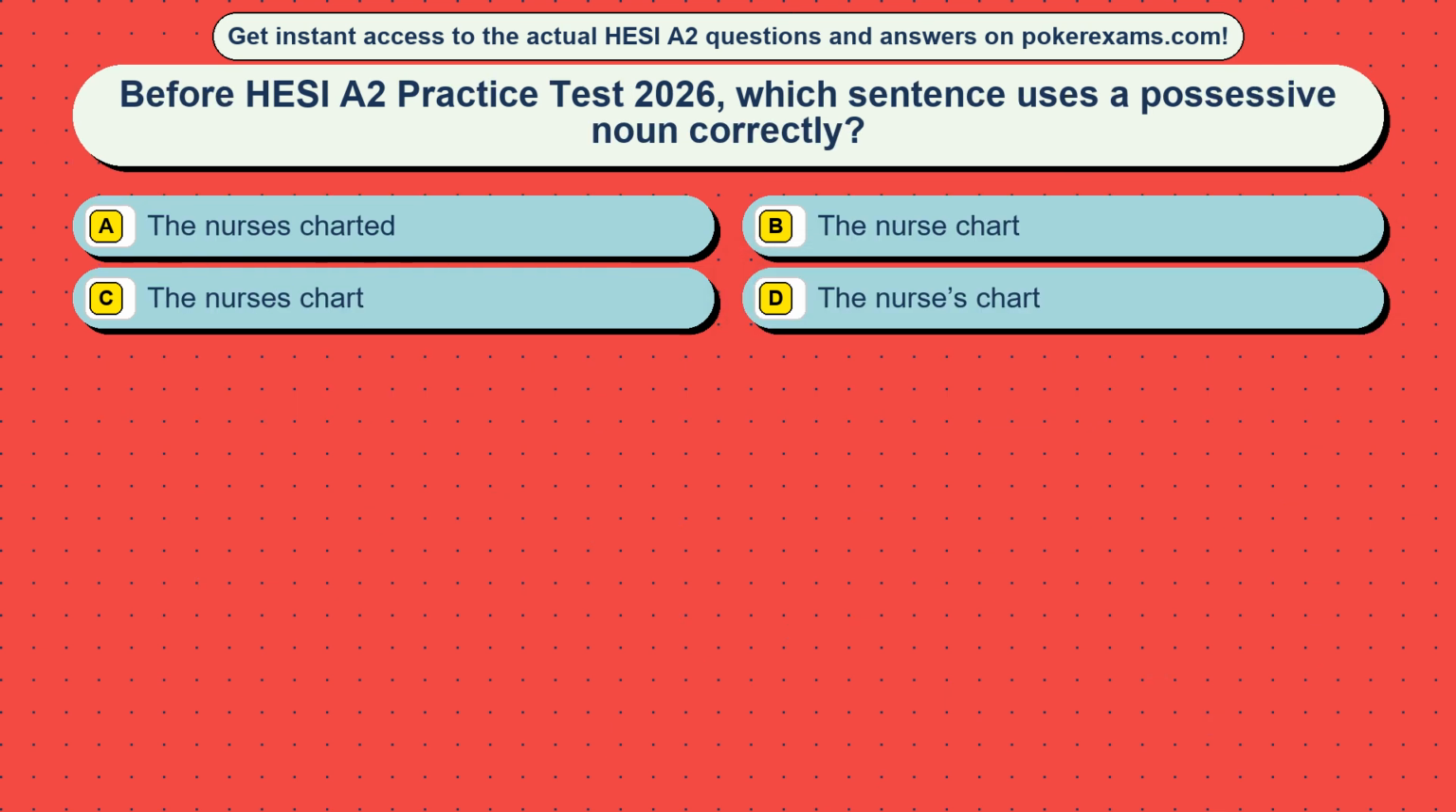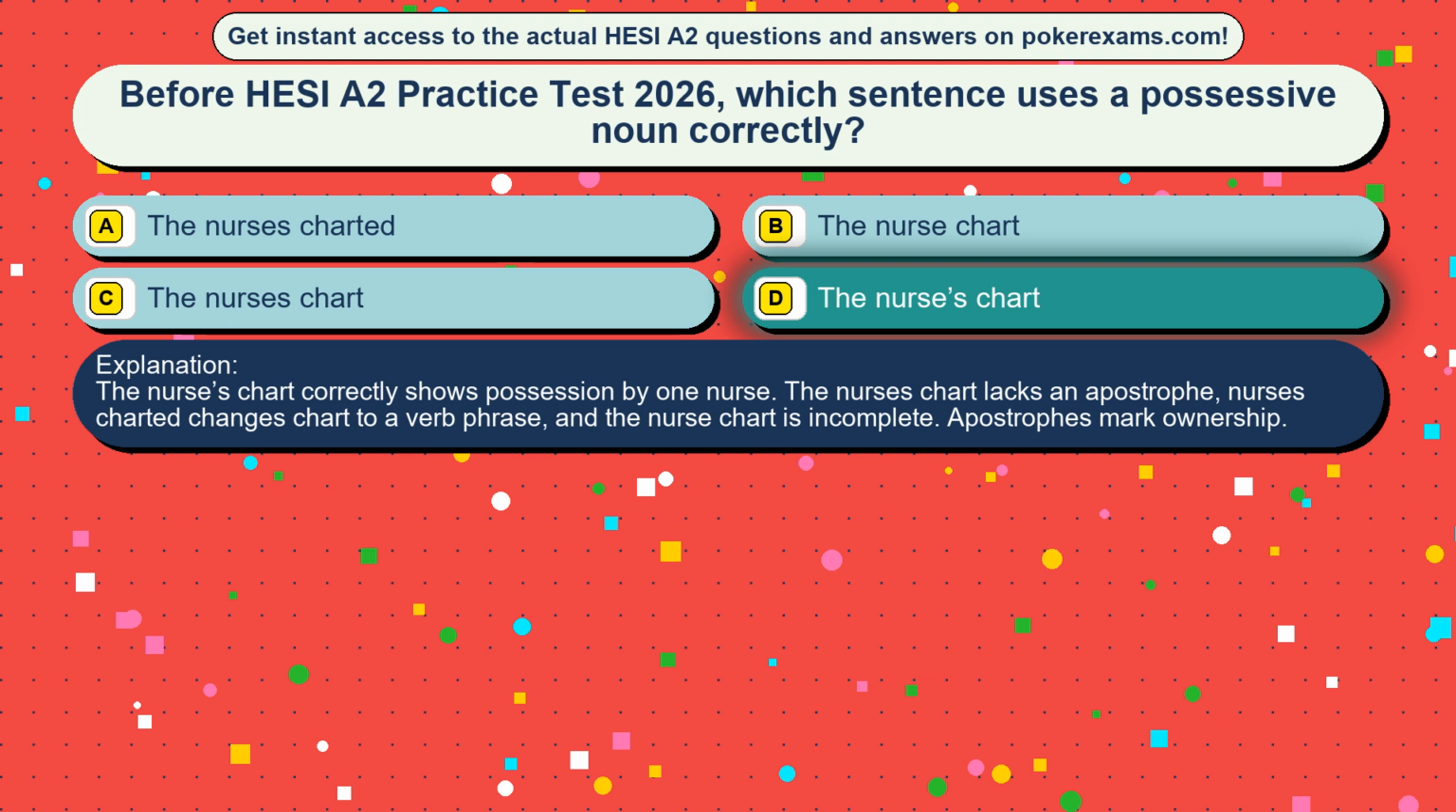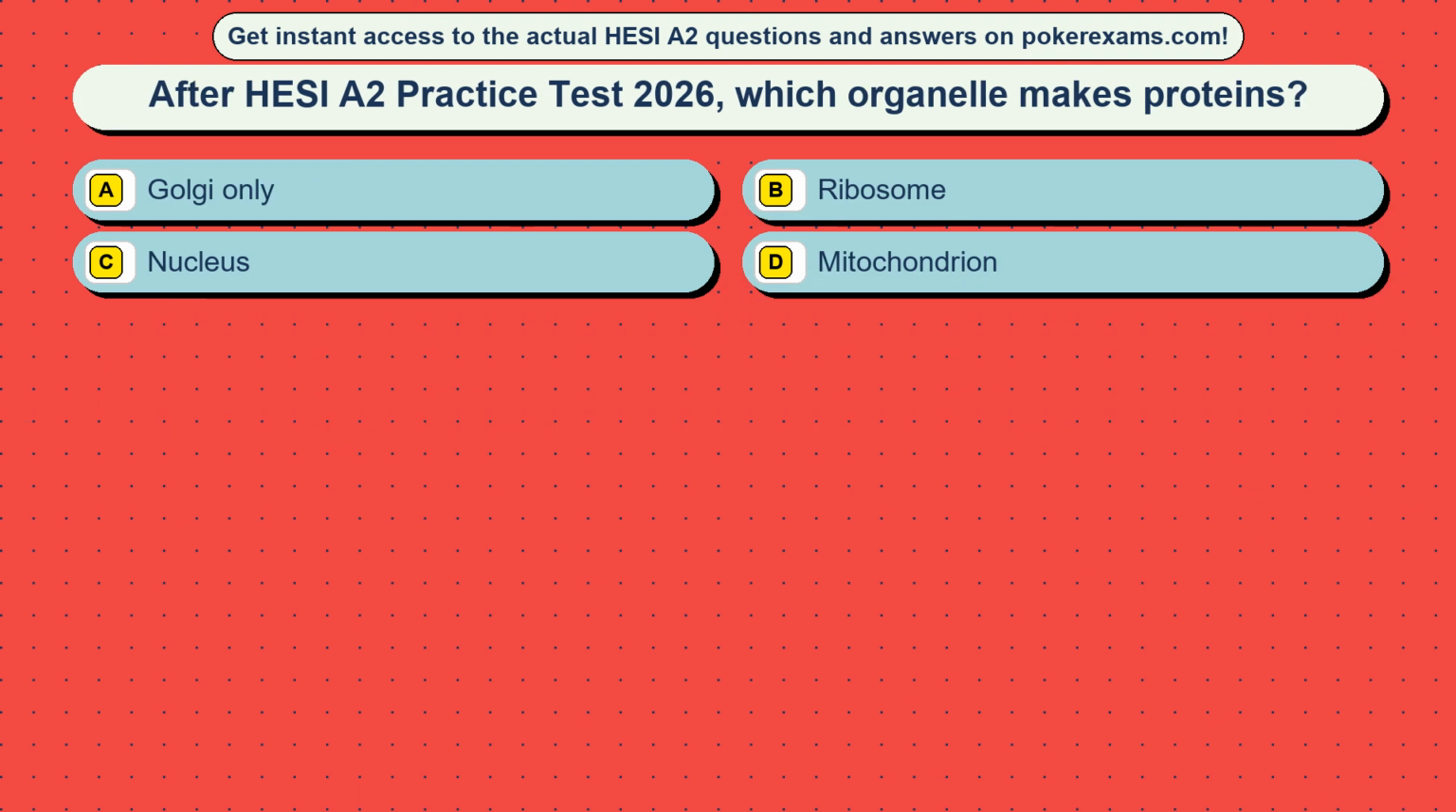Question 35. HESI A2 Practice Test 2026, which sentence uses a possessive noun correctly? Option A, the nurse is charted. Option B, the nurse chart. Option C, the nurses chart. Option D, the nurse's chart. The correct answer is option D, the nurse's chart. The nurse's chart correctly shows possession by one nurse. The nurses chart lacks an apostrophe. Nurse's charted changes chart to a verb phrase, and the nurse chart is incomplete. Apostrophes mark ownership.